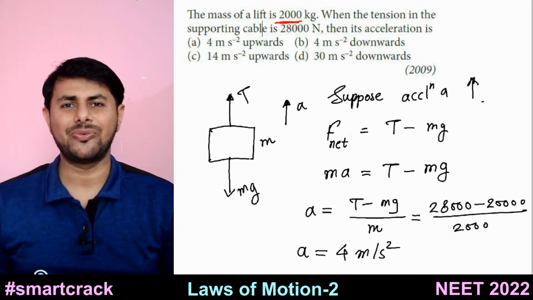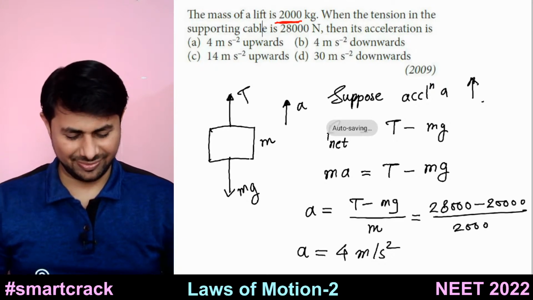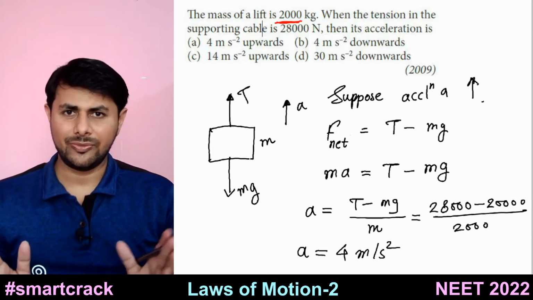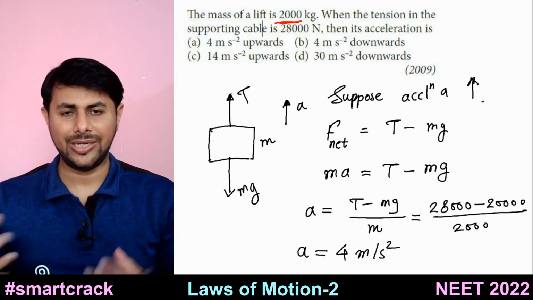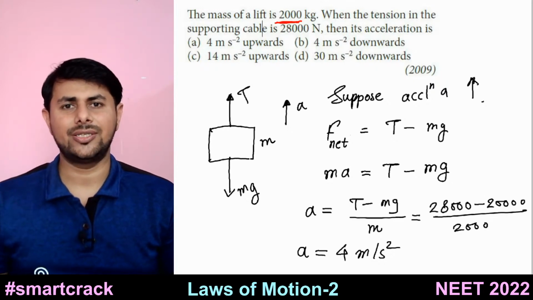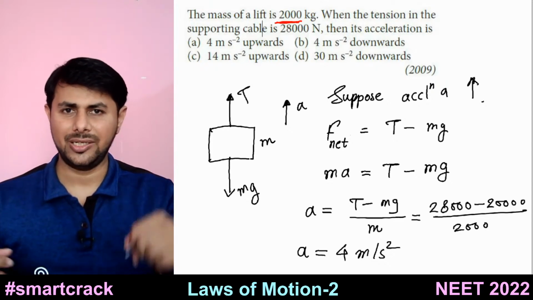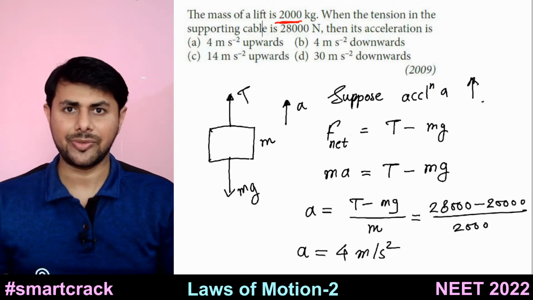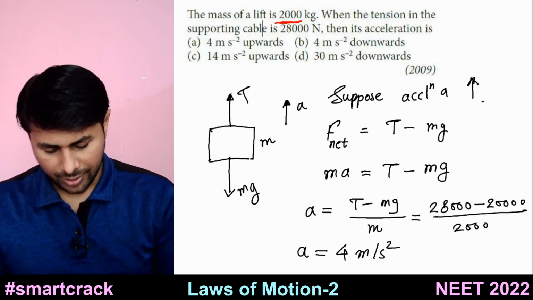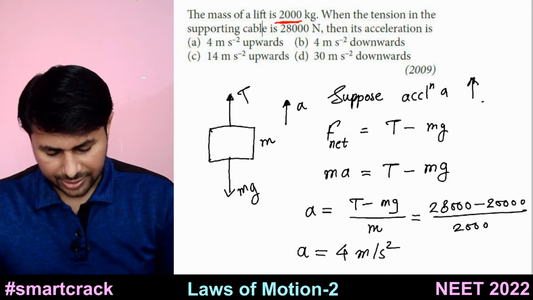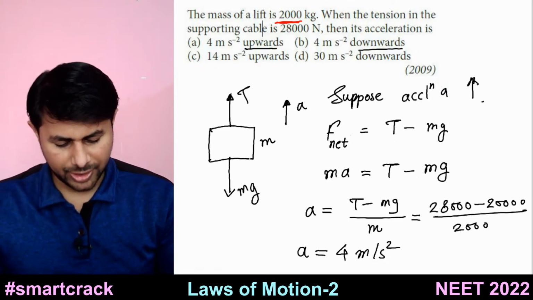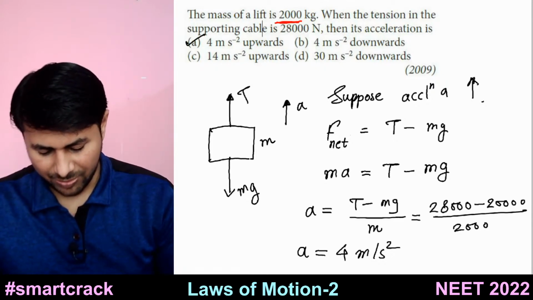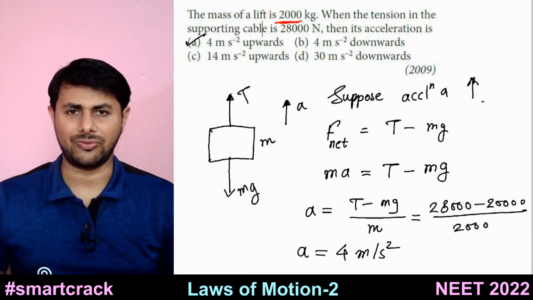So it means it is moving in what direction? In the upwards direction, right? Okay, so the direction that we considered is correct. If it was negative, then it means that the direction we considered is wrong and it has to be in the downwards direction. But here the direction we considered is correct because it turned out to be positive. So it is 4 meters per second squared, and both options are there. That's why it is important. So 4 meters per second squared upwards, not downwards.